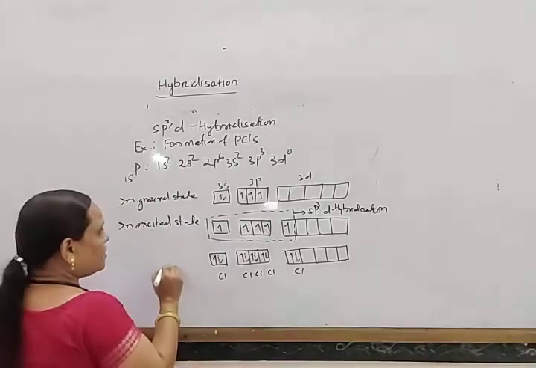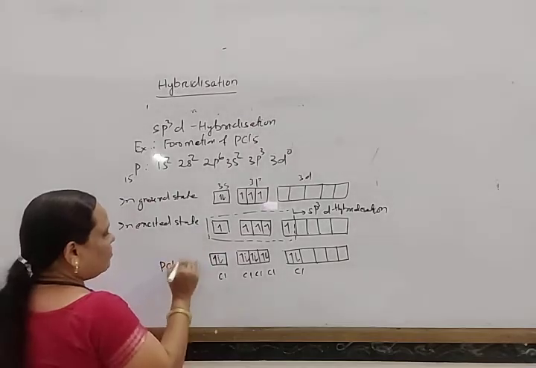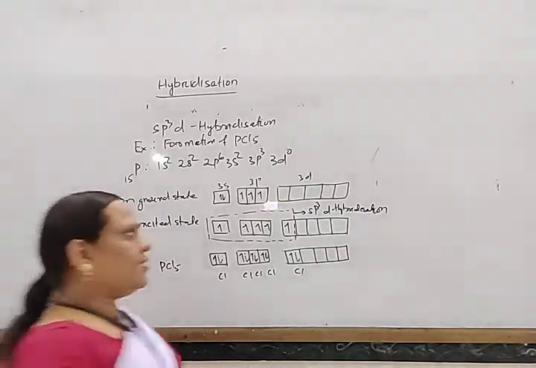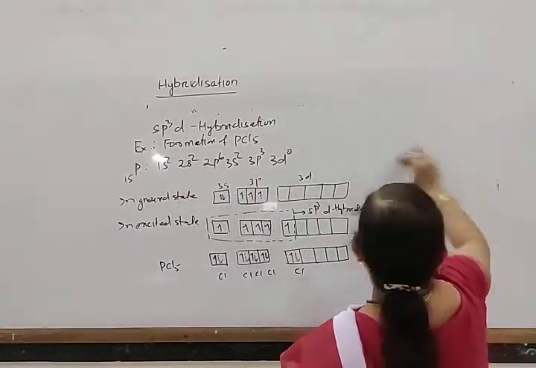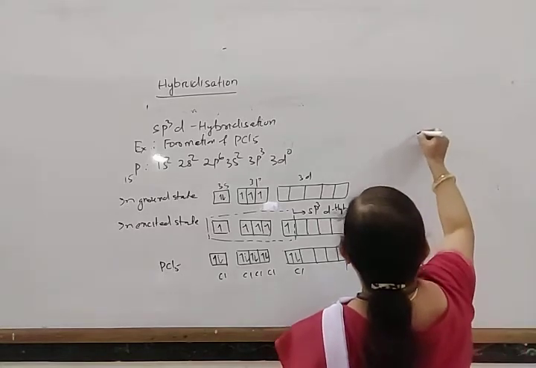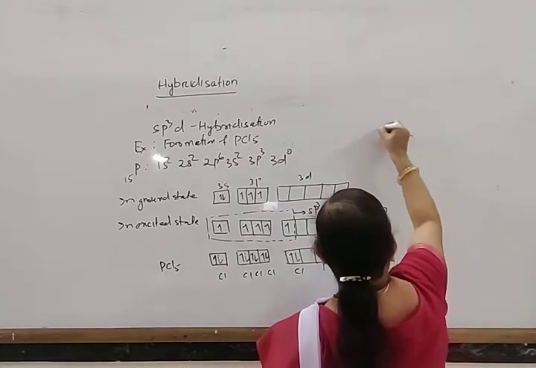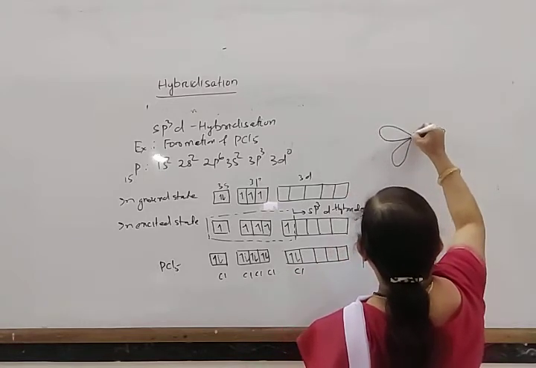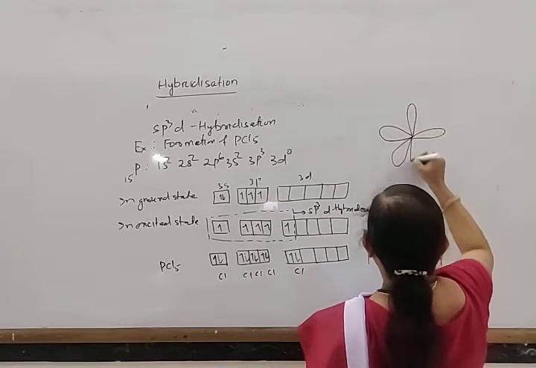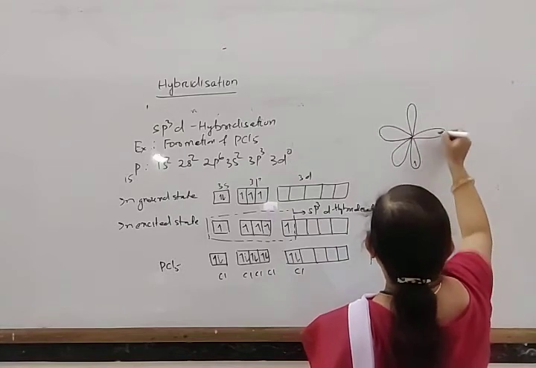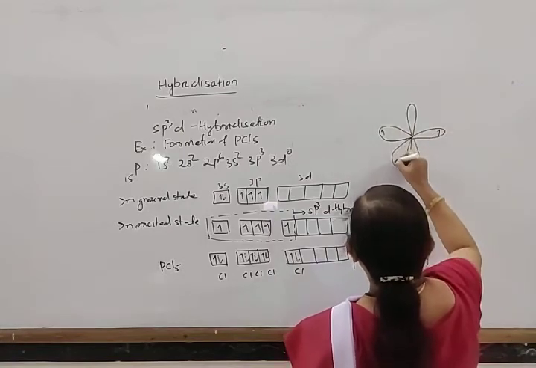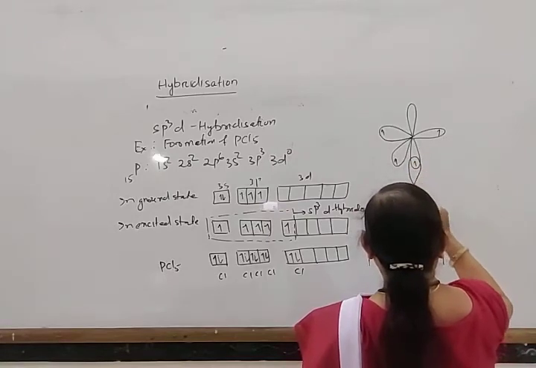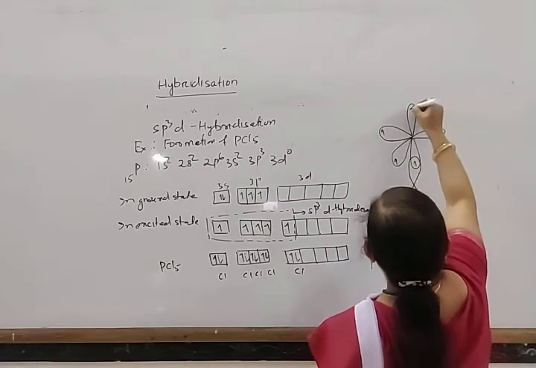In this way, this is the PCl5 molecule. So it undergoes sp3d hybridization. Now suppose the molecular structure is like this. This is a trigonal shape. One remains above, one remains below. All contain single electrons, and the p orbitals now overlap with them to form this type of structure.